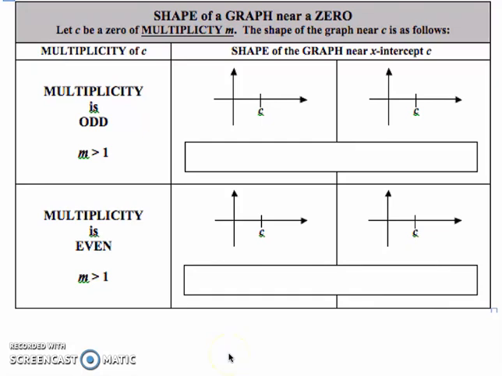This is Precalculus, section 3.1 notes, part 2. So we were just about to start talking about zeros and their multiplicities.